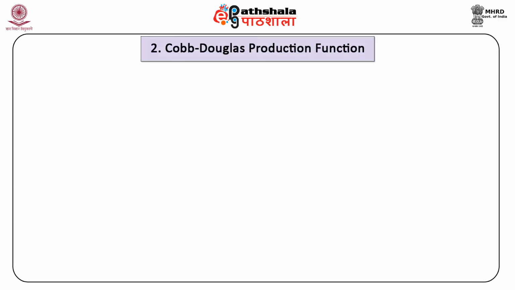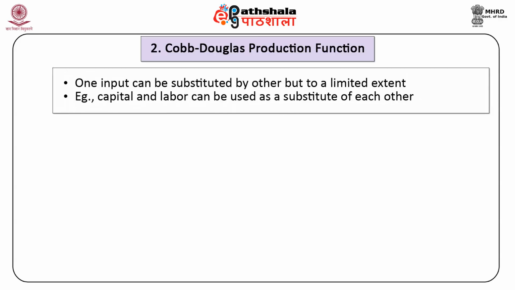Second, Cobb-Douglas production function. Cobb-Douglas production function refers to the production function in which one input can be substituted by the other input, but to a limited extent.